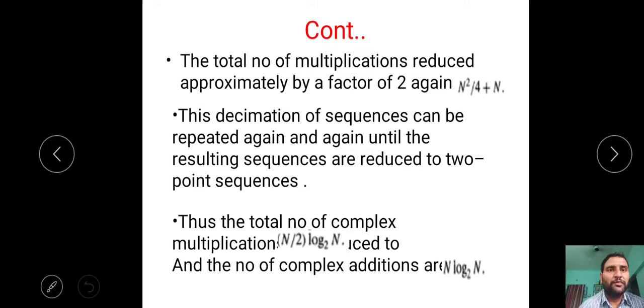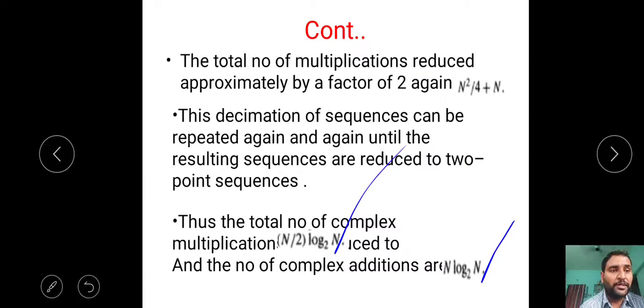The total number of multiplications is reduced by a factor of 2 again. This decimation of the sequence can be repeated again and again until the resulting sequences are all 2-point sequences. The total number of complex multiplications required using the FFT algorithm is N by 2 log 2 N, and the number of complex additions required is N log 2 N. These are the two important points. N by 2 log 2 N multiplications are required in the FFT algorithm, but in the direct method we require N square. If I take N equal to 8, 8 square equals 64. Here N equal to 8, 8 by 2 is 4, 4 into 3, 12 multiplications are required, whereas we require 64 in the direct method.